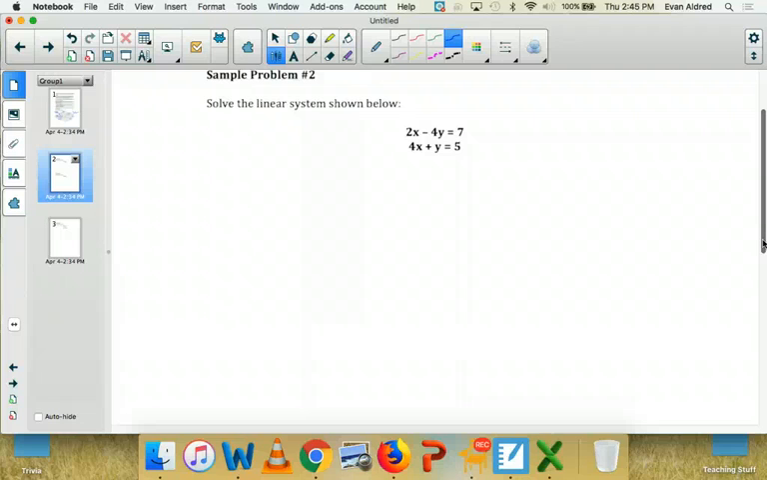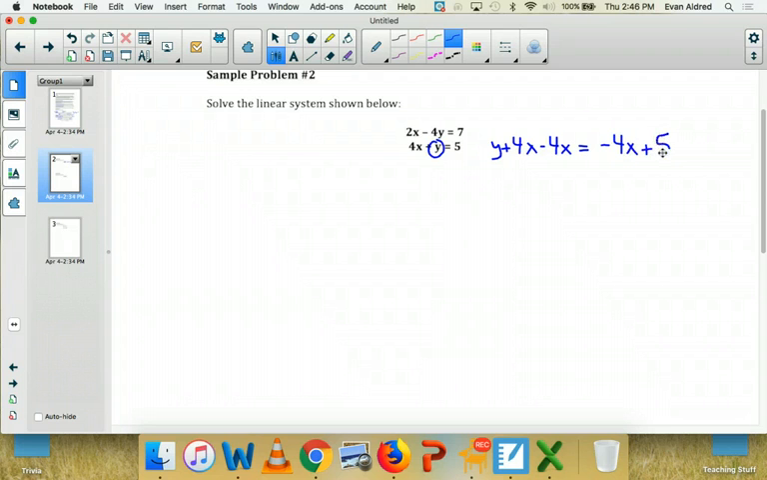When we look at our variables, the first thing we should do is look to see if there's a variable that does not have a number in front of it. This y right here does not have a number in front of it. It doesn't have a coefficient. So let's isolate it. And to isolate that y, all we have to do is subtract 4x from both sides.